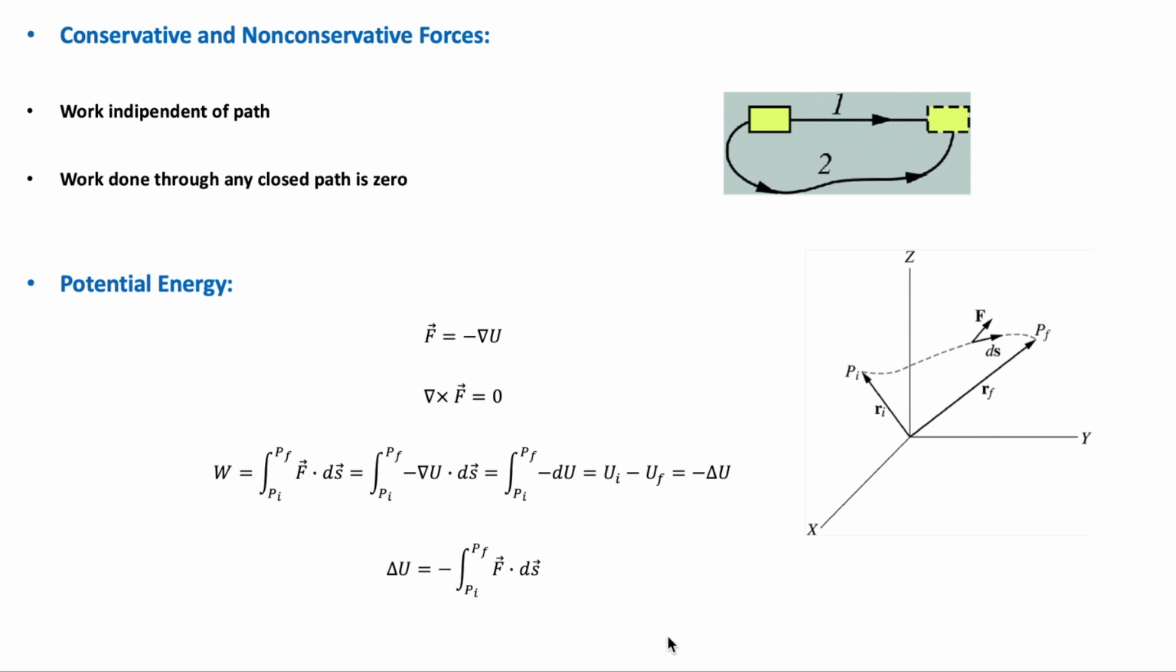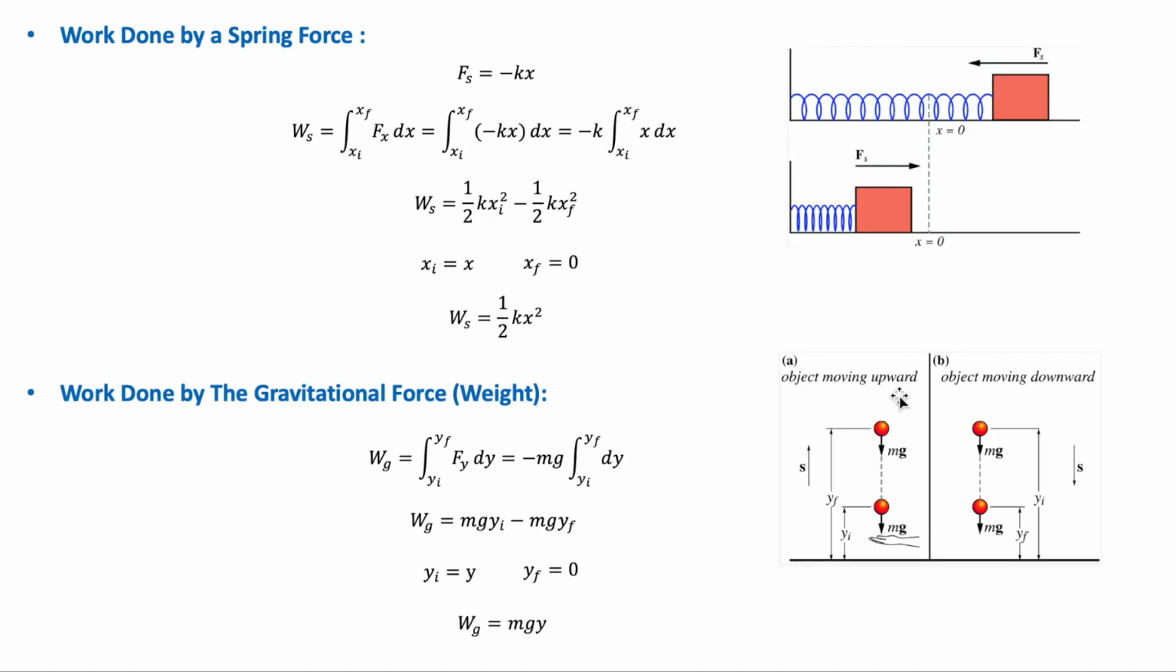So examples of conservative forces in mechanics are the gravitational and spring forces. As we have seen here, the work depends only on the initial and final positions, okay? And so the work done by any of these forces is independent of the path taken by the object between the initial and final positions.